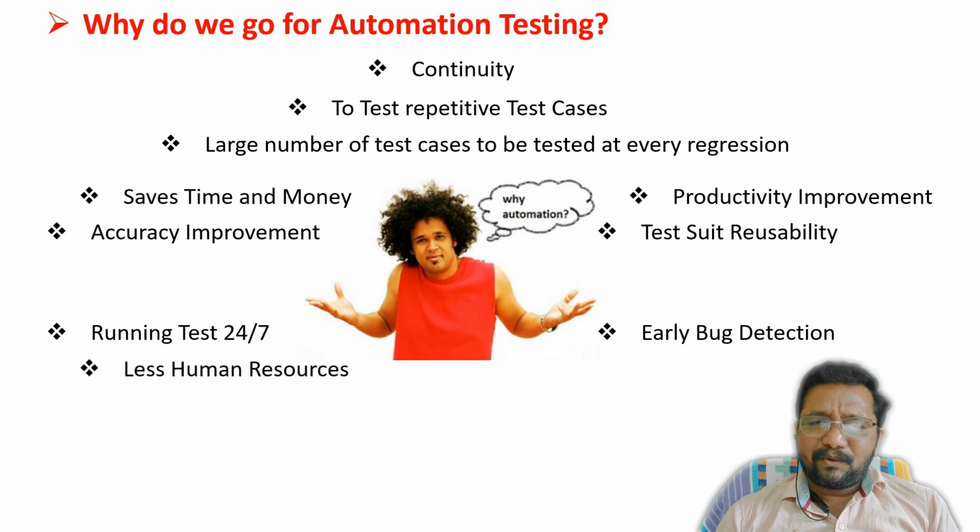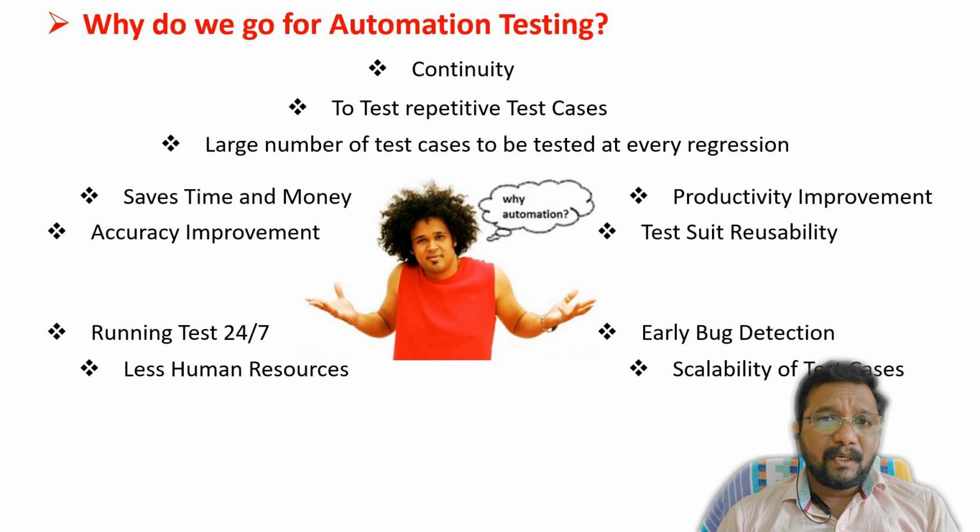Less human resources, okay, it is very common. Why? Because if we go with manual testing, what will happen? We need a lot of resources to complete manual testing. But when we go for automation, once the code is done, very few testers are required to test the entire application. Okay. The next important is scalability of test cases.